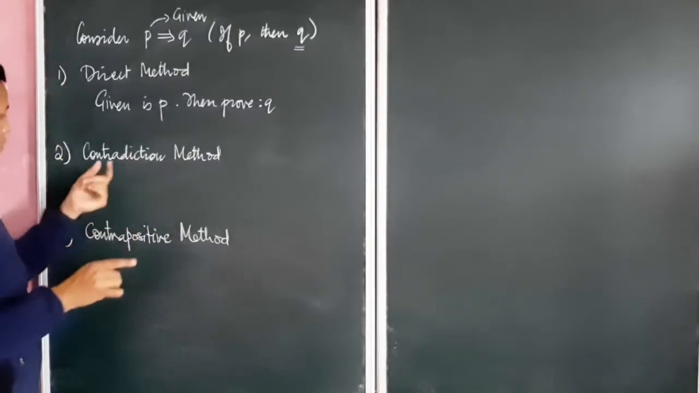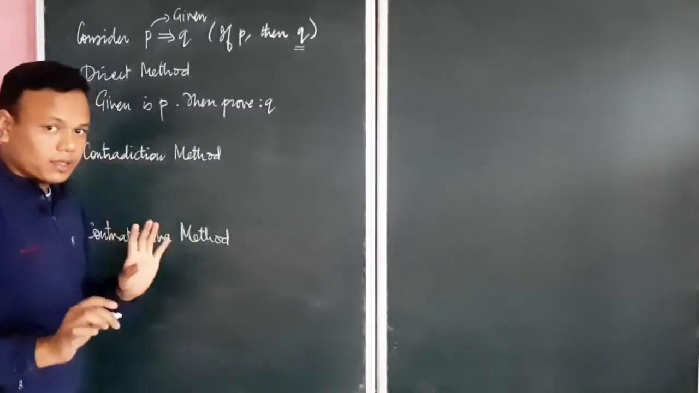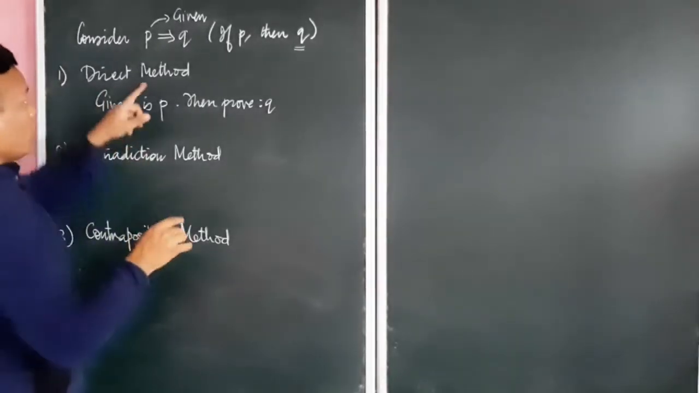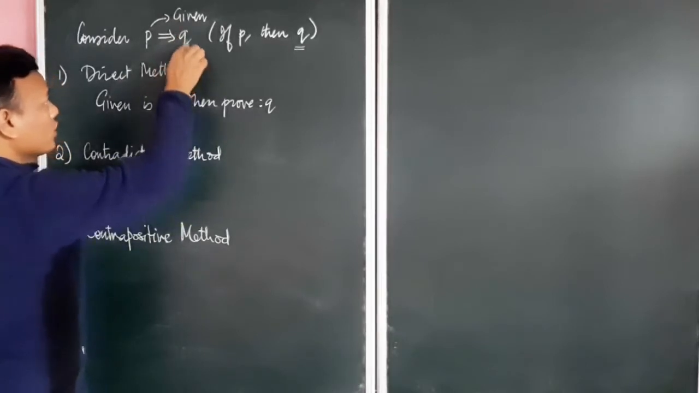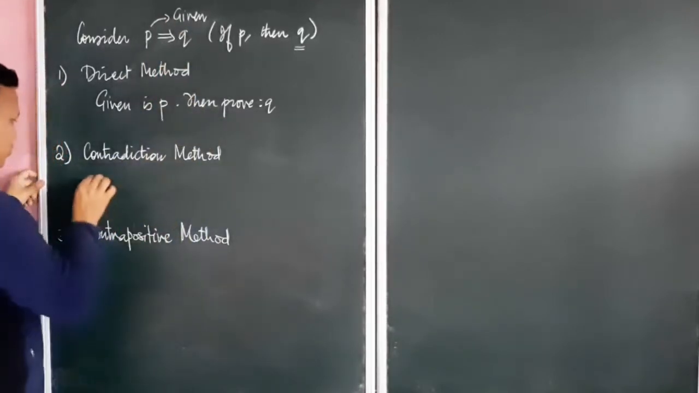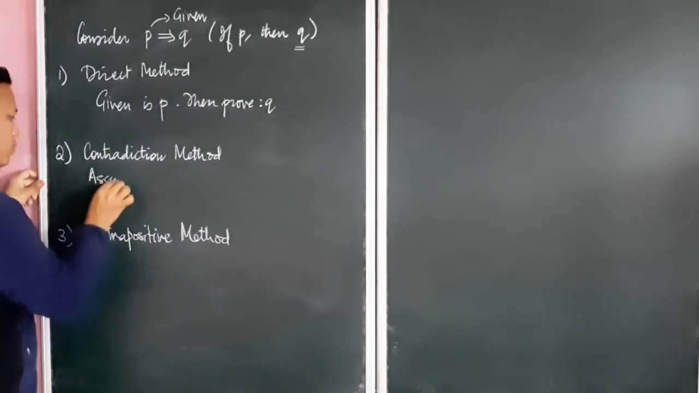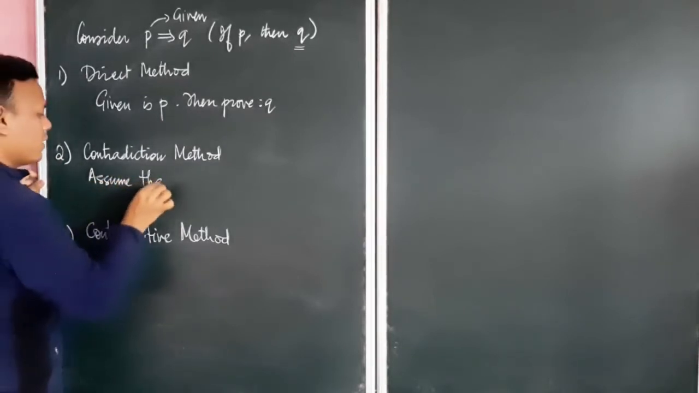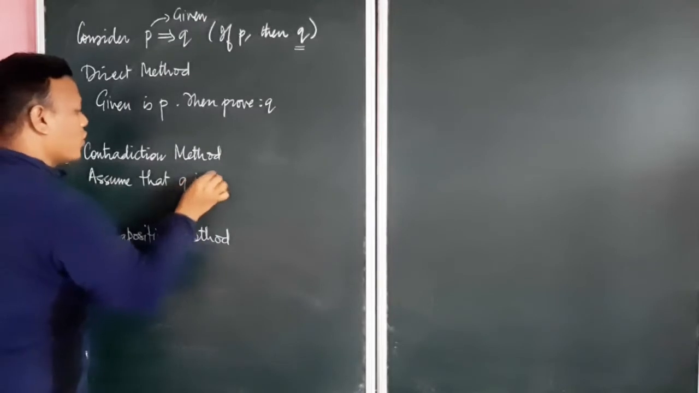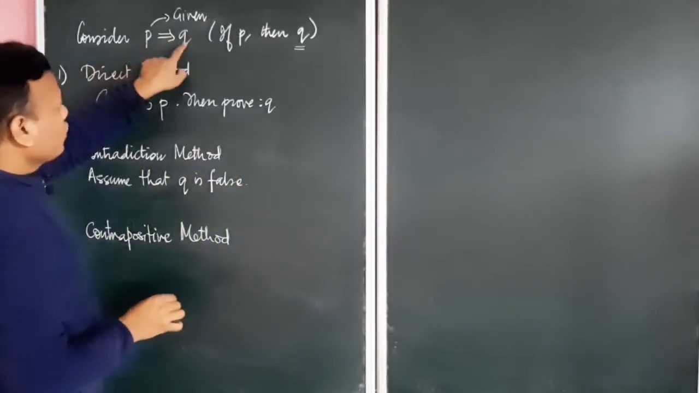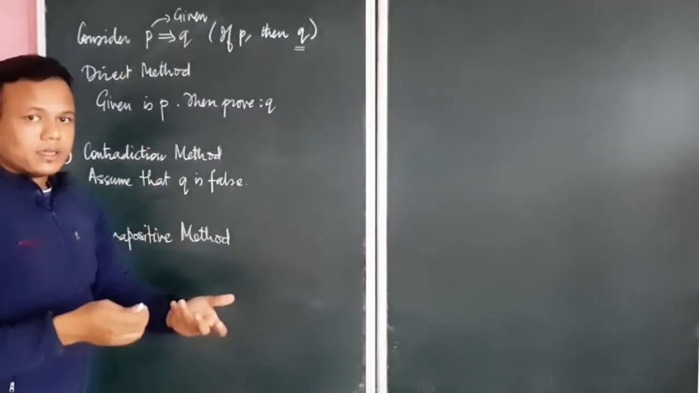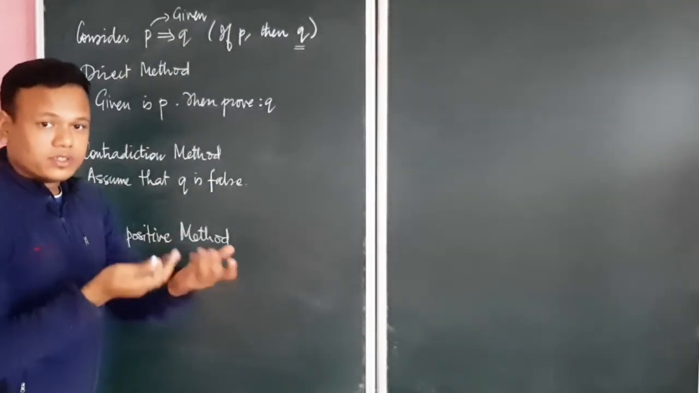The next thing is the contradiction method. Our aim is to prove Q. What we do is assume that Q is false. Now if Q is false, then what happens? We have to work backwards.